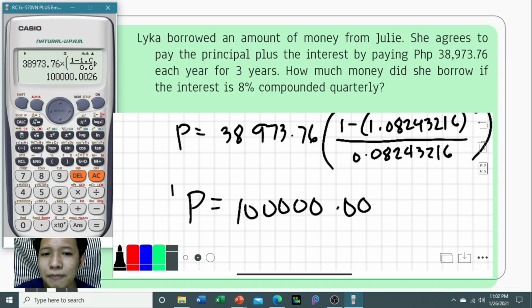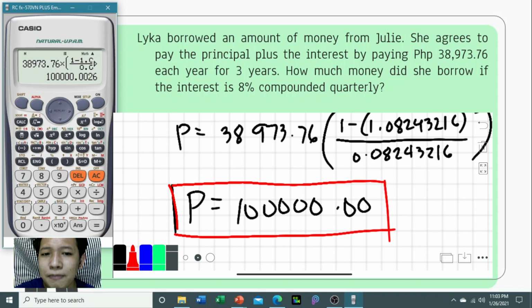Hence, magkano po yung hiniram ni Laika kay Julie? Alright, so Laika borrowed 100,000 pesos. And that's all about general annuity.